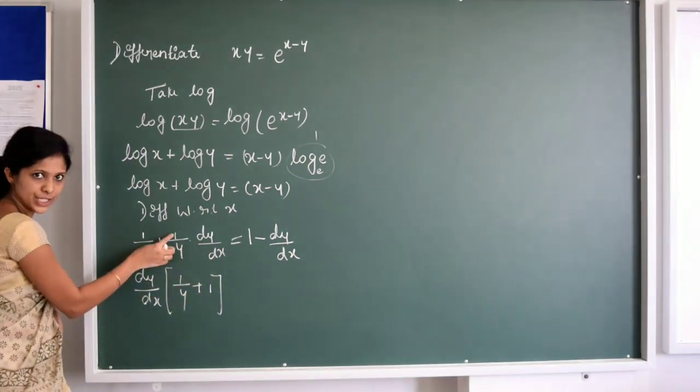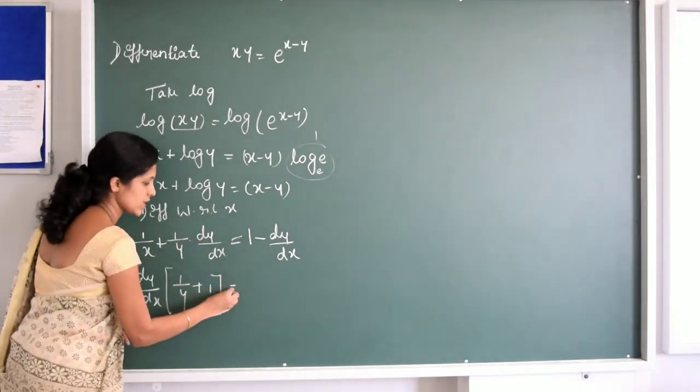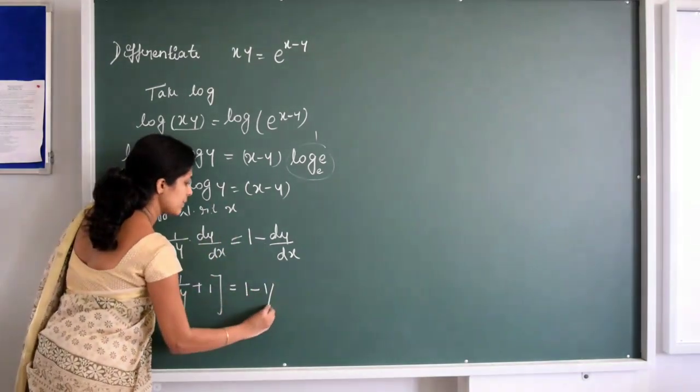dy by dx coefficient is 1 by y here. Here minus 1 is there. When it comes here, it will be plus 1. So it is equal to 1 minus 1 by x.